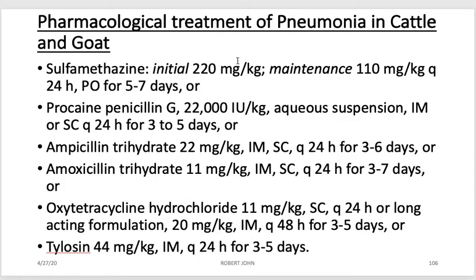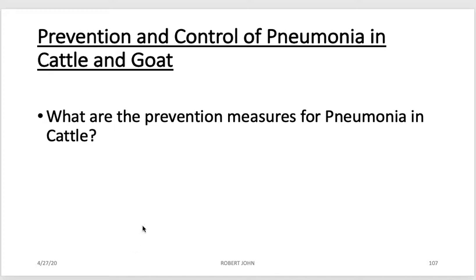To treat pneumonia in animals, you can use sulfamethazine, as both the initial dose and the maintenance dose. Procaine penicillin G, ampicillin trihydrate, amoxicillin trihydrate, oxytetracycline hydrochloride, and also tylosin can also be used for treatment of pneumonia in cattle. And for prevention, you can go and look for the prevention measures for pneumonia in cattle. You can look for that, but we will discuss some points here.